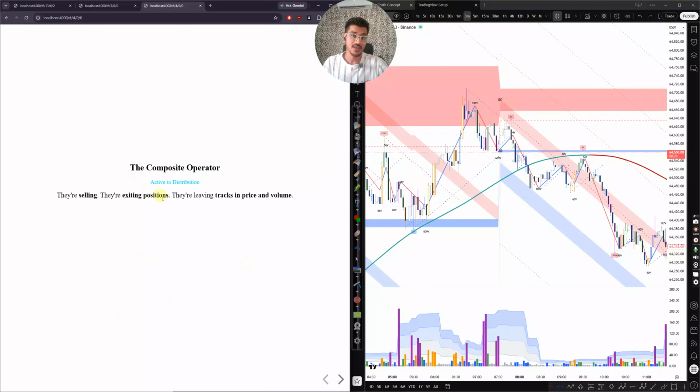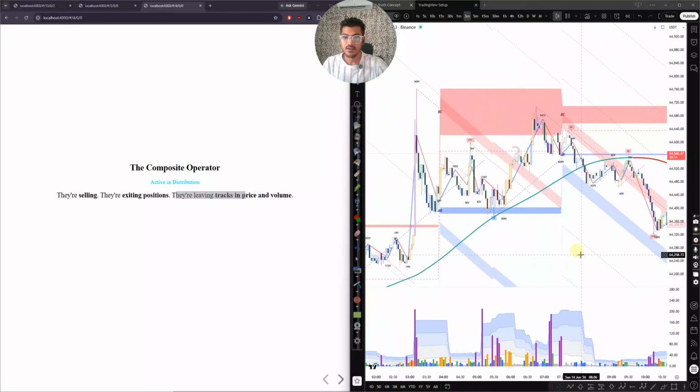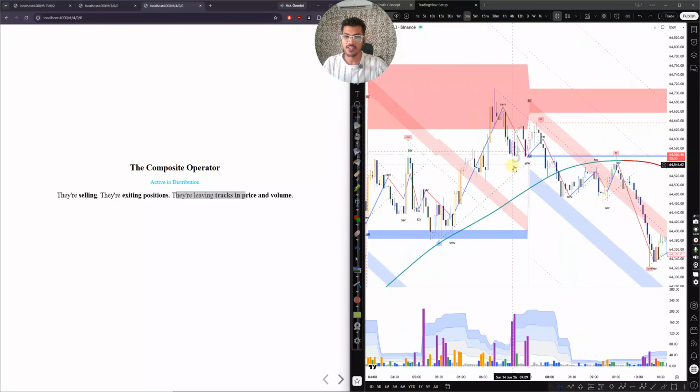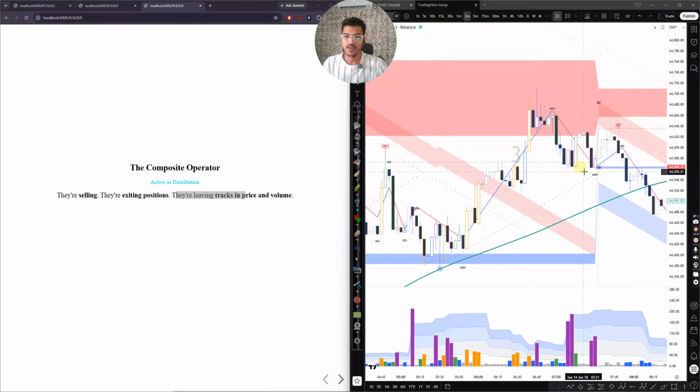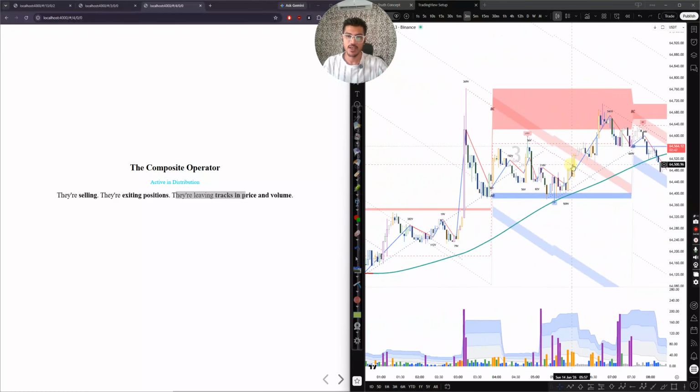The composite operator that we discussed, they are active in distribution. They are selling, they're exiting positions, and they're leaving tracks in price and volume. You can see this big breaking down action, another breaking down action, right? A lot of purple candles, that means institutions are selling. You see, very high volume here. Even on this candle with so much high volume, why didn't the candle close upside, why did it close near the low?